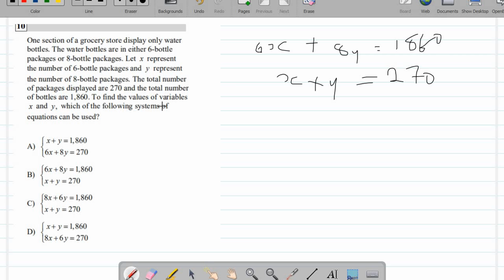To find the values of variables x and y, which of the following systems of equations can be used? I think we're already done that. 6x plus 8y equal to 1860, x plus y equal to 270. Which of them has x plus y is 270? We have 1 match, 2 match. Let's see the next one: 6x plus 8y equal to 1860. So B is the answer. So that's it.